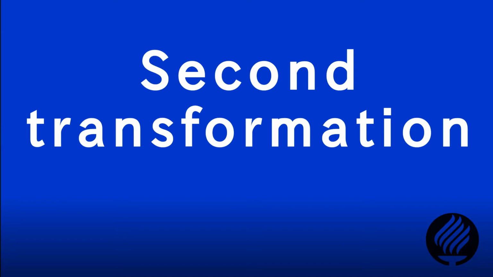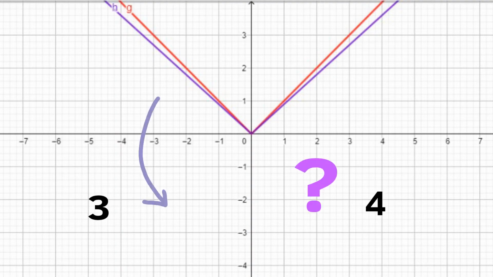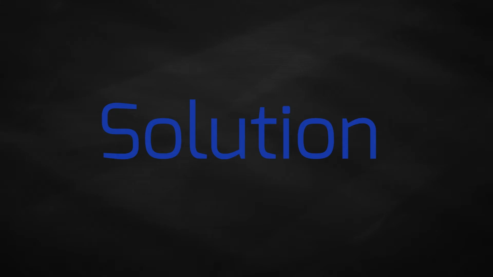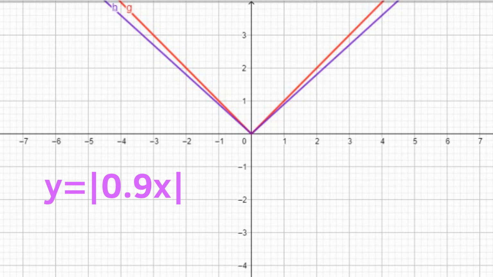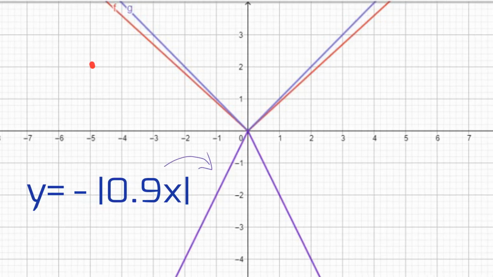Second transformation. And what if we want the graph to go in the negative quadrants? To do that, we will need to add a negative sign to the current equation. As an example, we have the same equation g equals absolute value of 0.9x, and we will add the sign outside this absolute value. And as you could see, the equation goes downwards.